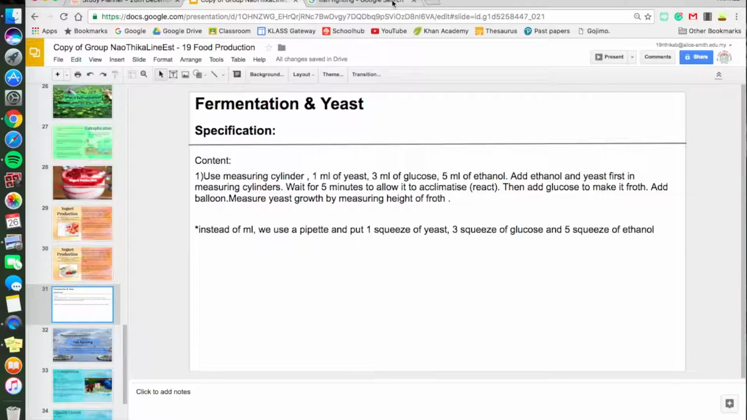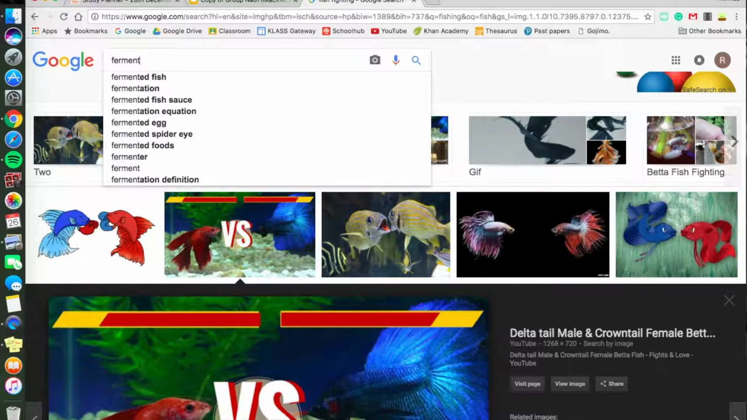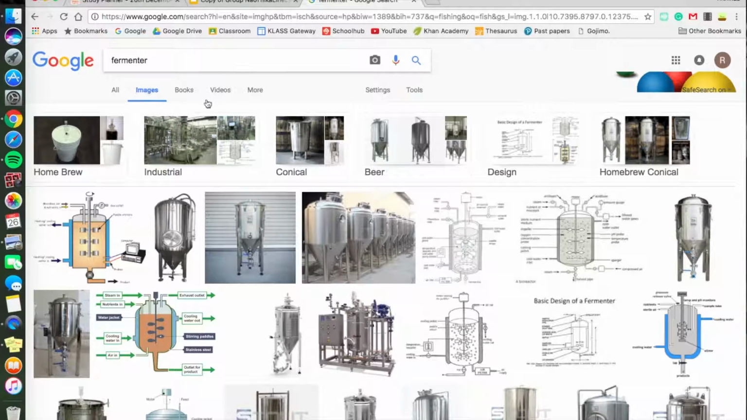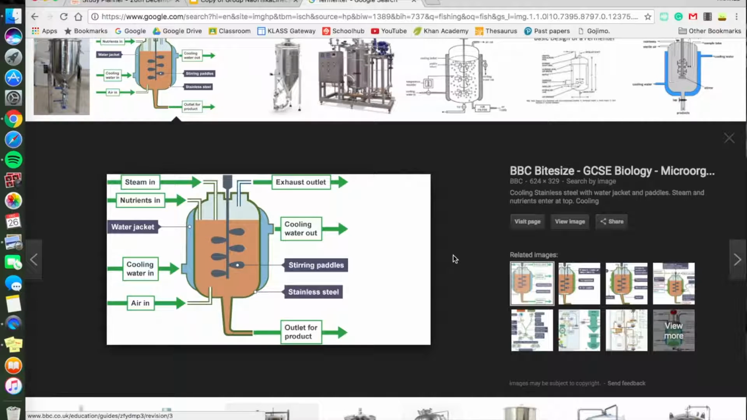One thing that's very important is knowing how a fermenter works. Important details of the fermenter are that the cooling jacket, or the water jacket, keeps the microorganisms, the yeast, at optimum temperature, because they produce heat through respiration and therefore need to be cooled. The paddles, the stirring paddles, keep stirring the mixture.